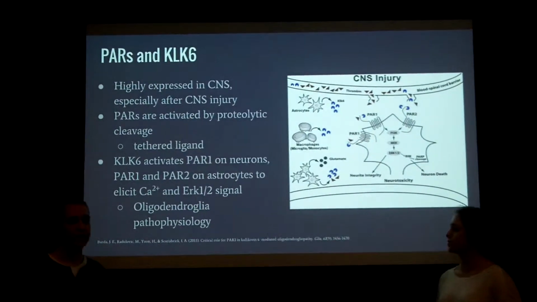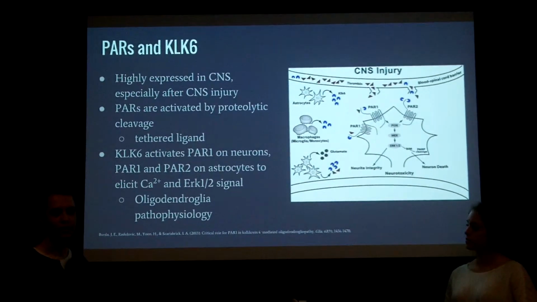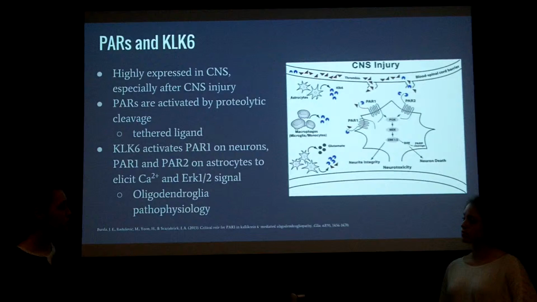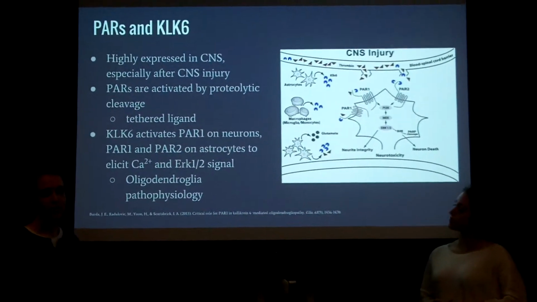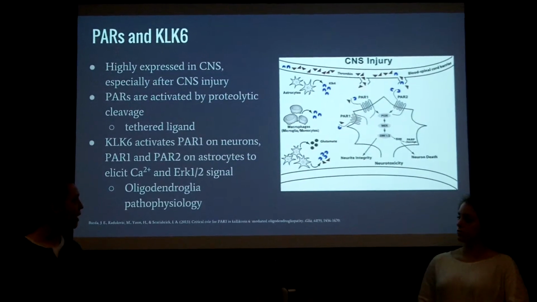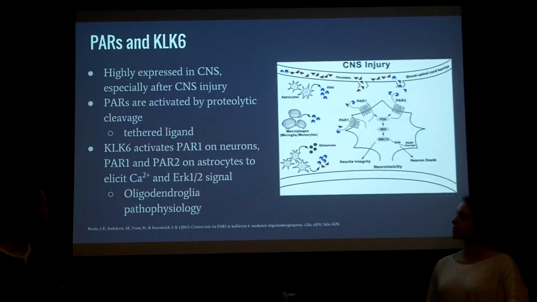So we already knew that kallikrein 6 was severely overexpressed. Out of all the kallikreins, it had the highest concentration in the CNS. And it was especially overexpressed in patients who have had injury in the CNS, like spinal cord injuries, Parkinson's, Alzheimer's.